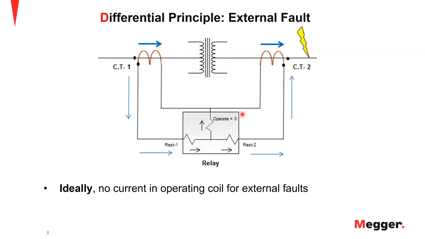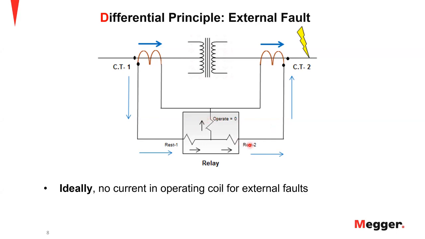So the differential relay consists of restraint windings and operate windings. The operate quantity is nothing but the differential current in your zone of protection. So when you see a difference of currents on either side, there will be a current in the operate coil, and when that exceeds a set point in the relay, it will trip on differential.